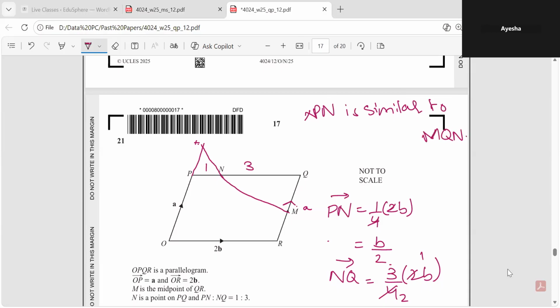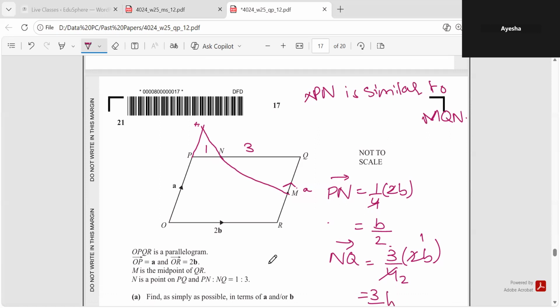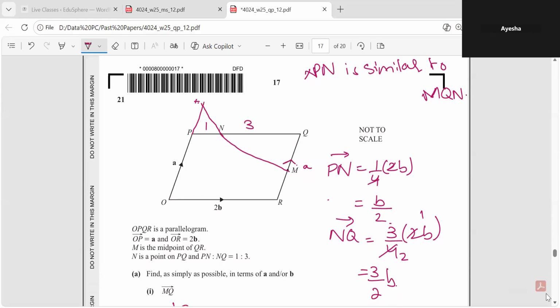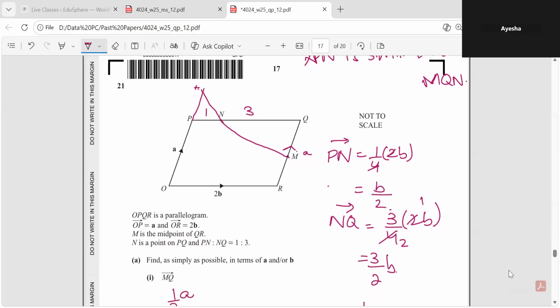Okay, for the similarity, we can find that this PX will be similar to this QM, and also we can take any other two sides. So this PN will be similar to, then this side is similar to this side. So we can take this.